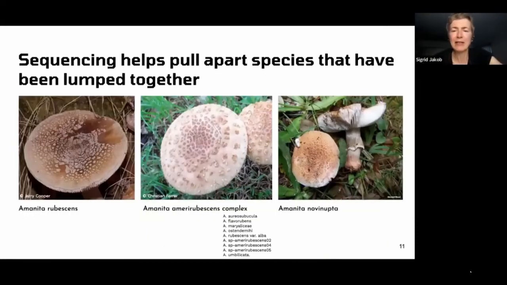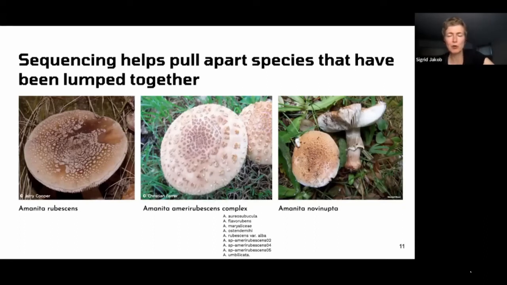The other thing that sequencing has helped us do is unlump species that used to get lumped together. That's a bit of a historical accident in that mycology was developed in Europe. So when American mycologists started naming things over here, they used a lot of European names. Sometimes, indeed, that European name was correct, but oftentimes it wasn't. In fact, Rolf Singer speculated that up to 90% of American species are actually different species than what we find in Europe and obviously other continents.